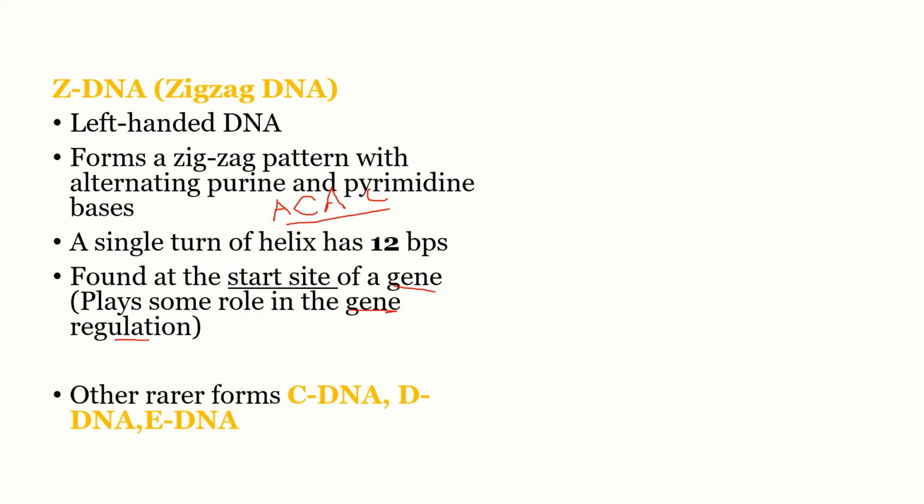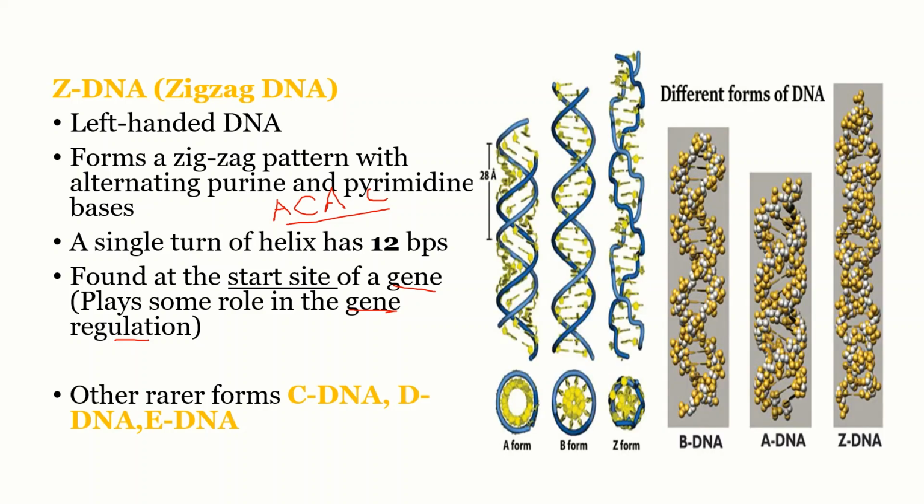We have other forms of DNA, such as cDNA, ddNA, and eDNA, that are a bit rare. And here we have a diagram representation of the different forms, both in 2D and 3D format.